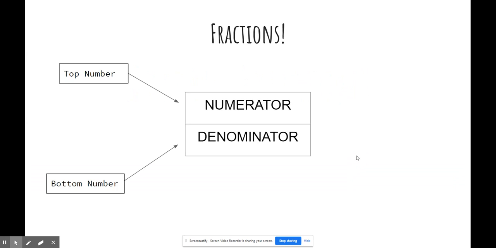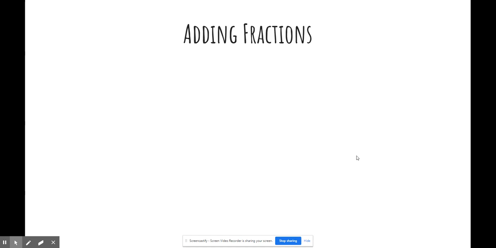Okay. Big things we need to know is the top number is numerator, bottom number is denominator. I'm going to be referring to these two terms a lot, so make sure you understand that denominator is on our bottom and numerator is going to be up top.